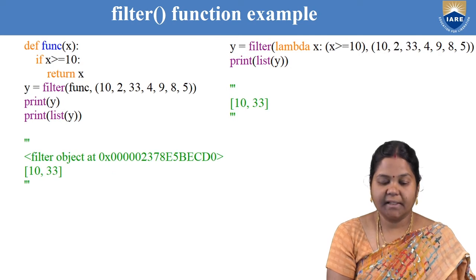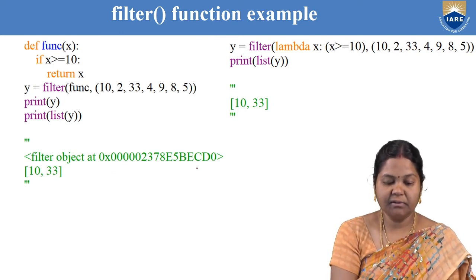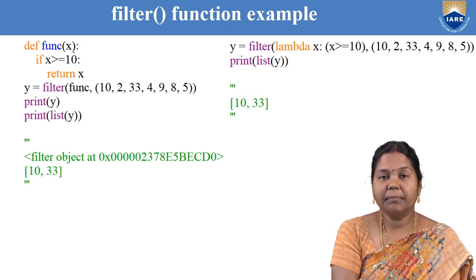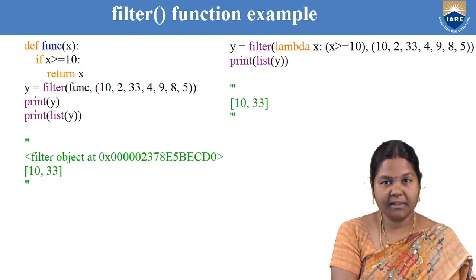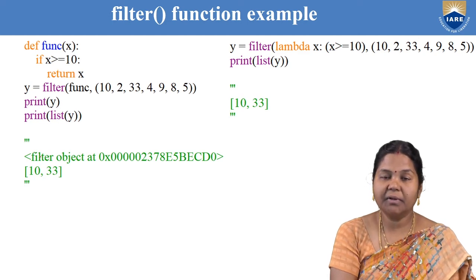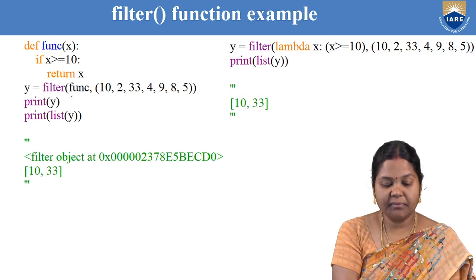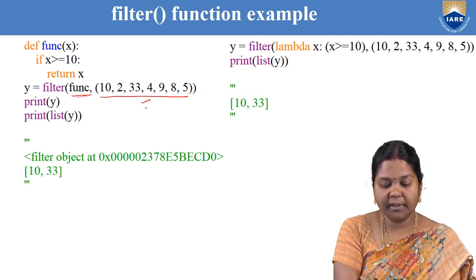Now let us see another example. Suppose we have defined our own user defined function. We have defined a function where we pass one argument called x. If the argument you are passing is greater than or equal to 10, then you return that x. Now we are applying this user defined function on a tuple.